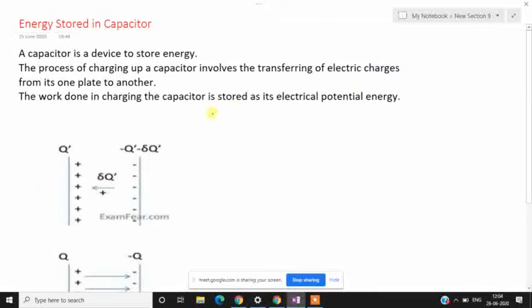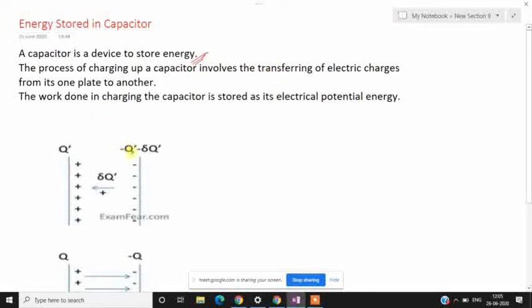Today we will see the energy stored in a capacitor: how much energy will be stored, and what is the expression of energy stored in a capacitor. We already know the capacitor itself is a device which stores energy. And also how the process of charging takes place. When you charge up a capacitor, it involves transferring electric charge from one plate to another plate.